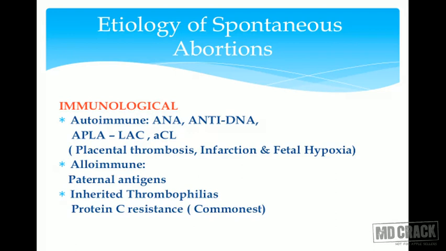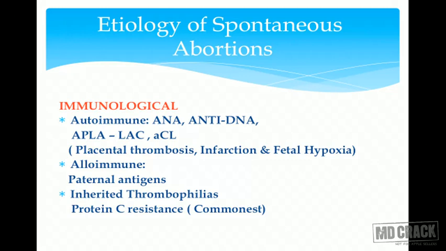Again, a bigger and important chunk is immunological causes which lead to spontaneous abortions. What happens? Our body has antigens and antibodies are formed against our own antigens. They can be anti-nuclear antibodies, anti-DNA or anti-phospholipid antibodies. And which are the two most important anti-phospholipid antibodies? One is lupus anticoagulant and the other one is anti-cardiolipin antibodies. Over here, antibodies are formed against these antigens, which leads to thrombus formation, more commonly venous.